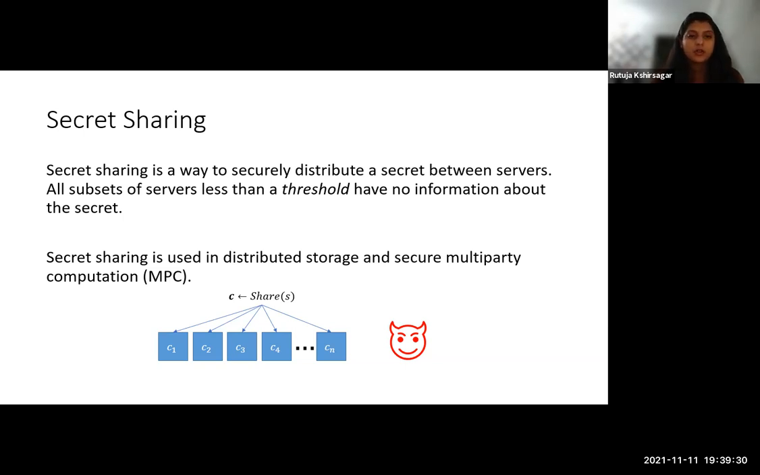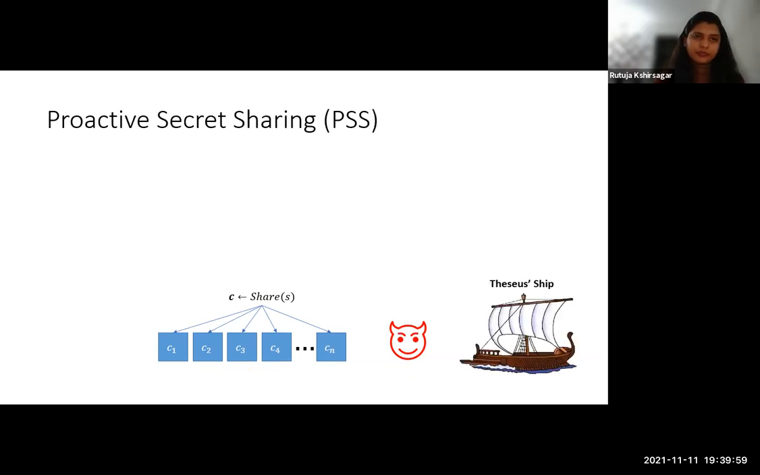So let's look at an example. So if we have a secret which is distributed among C1 up to Cn, and the adversary has access to the information stored at C2, C3, and C4. But if this number of servers is less than the threshold, then the adversary has no information about the secret.